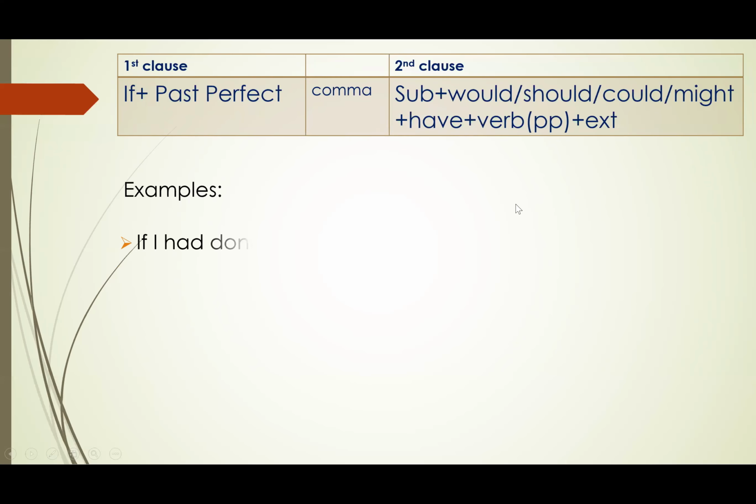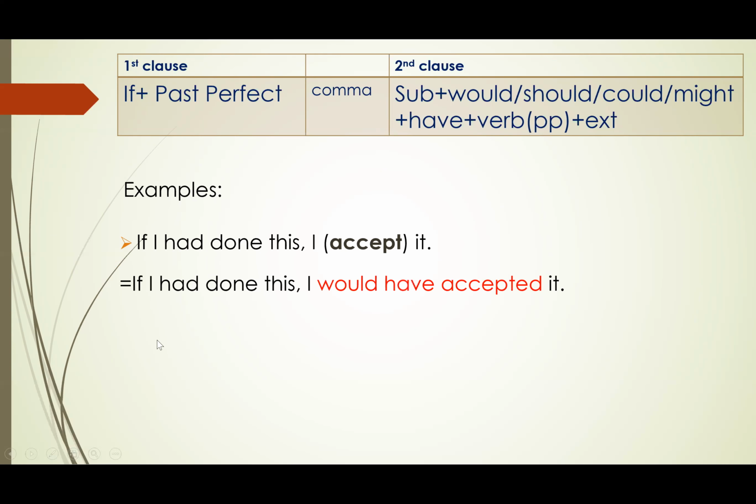Now see the example. If I had done this, I accept it. If I had done this, so had and done, that means past perfect. So I accept it, that means subject is I. Okay, so would, should, could, might, any one of the verb, then have, then accepted, that is past participle form of accept, then it extension. So see, if I had done this, I would have accepted it.